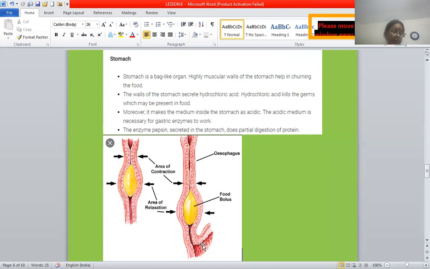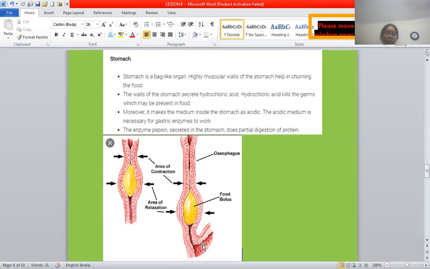What is the function of HCl? HCl kills the germs which come along with the food. It helps in disinfecting the food, and makes it acidic for the action of enzyme pepsin. HCl has 2 functions. First, to kill the germs which come along with the food, and the second, to make the medium acidic, because enzyme pepsin acts only in acidic medium.